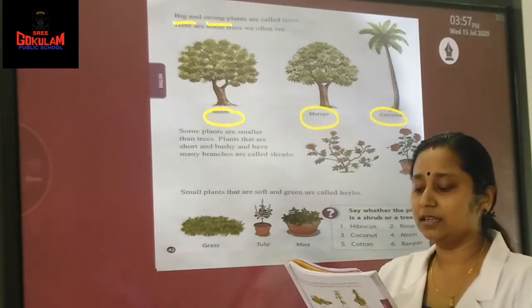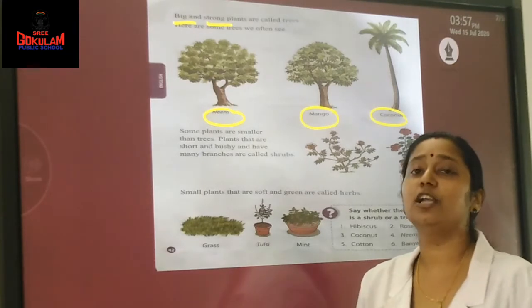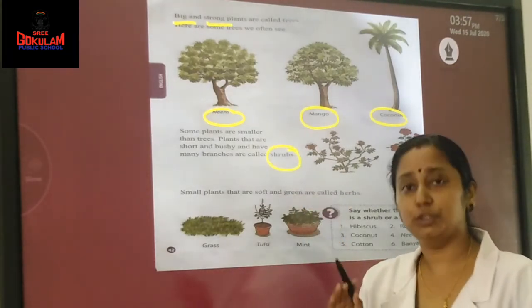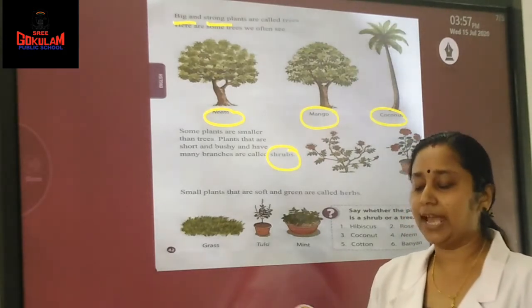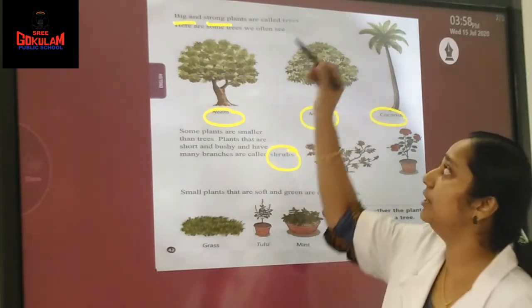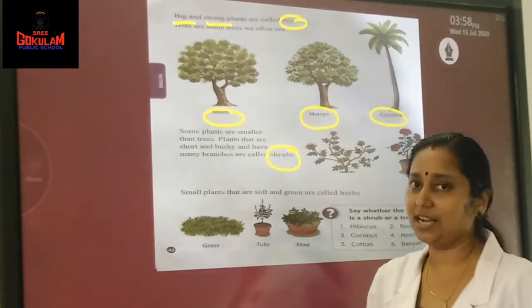Plants that are short and bushy and have many branches are called shrubs. What are shrubs? Yes, they are bushy plants and they have lots of branches. And these type of plants are called shrubs. So first one you learn is trees. Second one you learn shrubs, right?